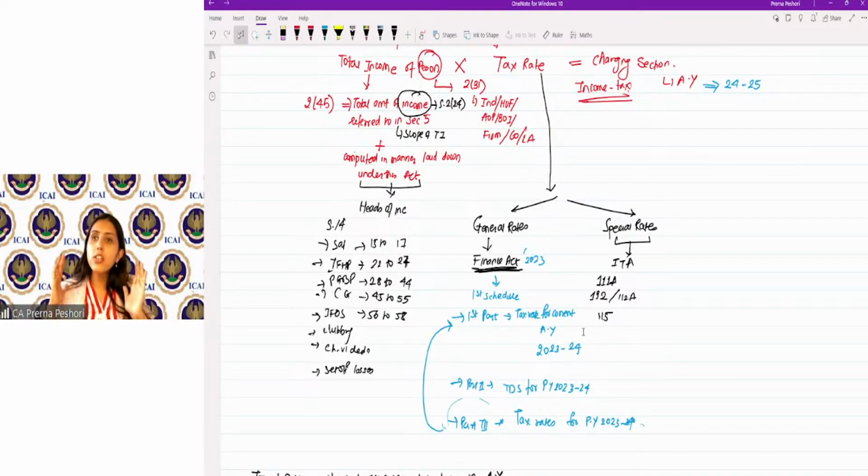So now, as I told you in the last class, there could be the general rates of tax and there could be the special rates of tax. The Income Tax Act gives certain rates of tax. For example, 111A for the short-term capital gains, 112A for the long-term capital gains, right? So all of that is basically in relation to the special rates of tax. We also have the general rates of tax.